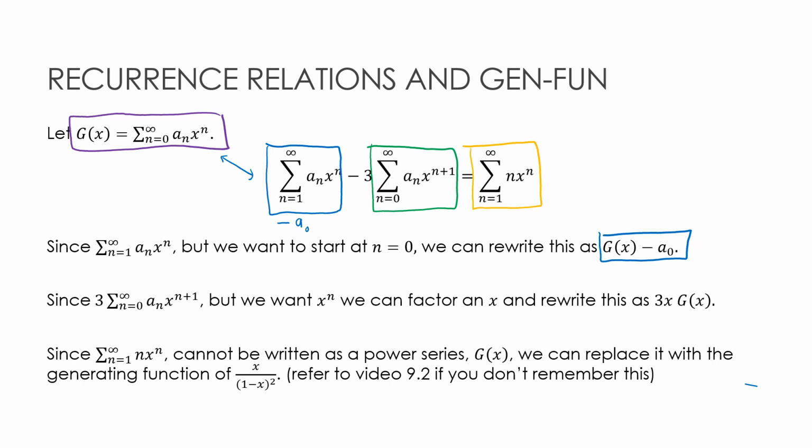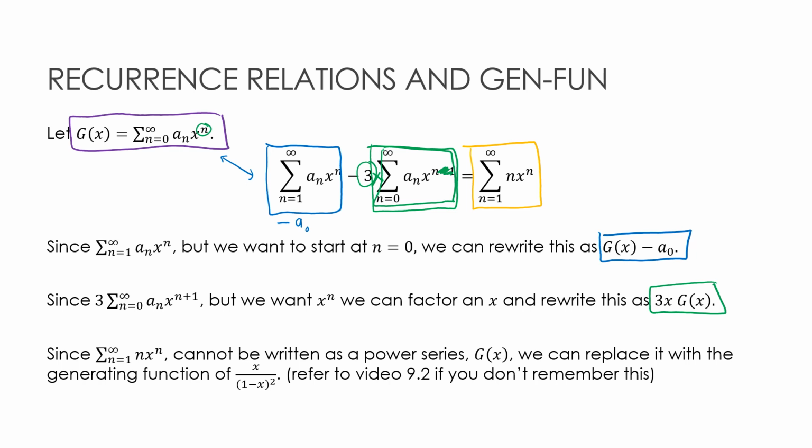Now let's take a look at the green. I've got the 3 on the outside, so I'm just going to leave the 3 out there. And the only issue I have here is I want it to be x to the n, and this is x to the n plus 1, so really I just have an extra x. So I'm going to factor out an x, and that's going to change that to just a sub n x to the n. So now all of the stuff in here is g of x. So I can rewrite that as 3x times g of x.